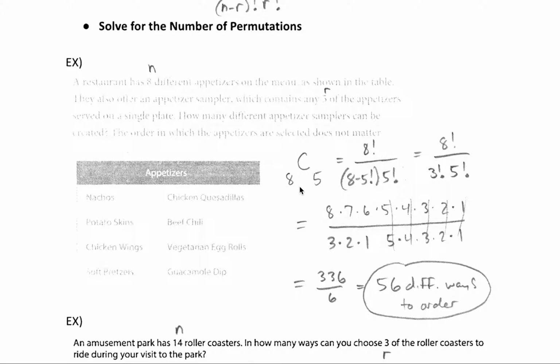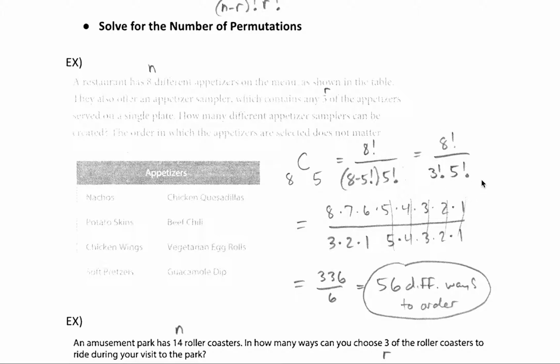So using our formula, taking 8 appetizers 5 at a time is going to be 8 factorial on top. And then on the bottom, we're going to have (8 minus 5) factorial multiplied by 5 factorial. A factorial is going to make us multiply this number by all of the whole numbers underneath it. So 8 times 7 times 6 times 5 times 4 times 3 times 2 times 1. On the bottom, when we simplify, we get (8 minus 5) factorial. That's going to be 3 factorial. And we're going to have this additional 5 factorial in there as well. Be careful, don't multiply these things together. It's not 15 factorial. Let's just treat them separately.